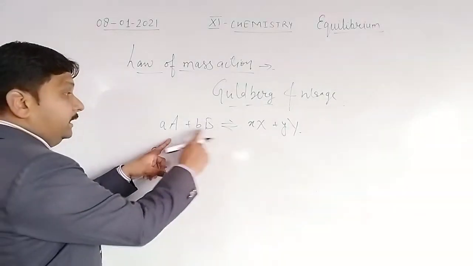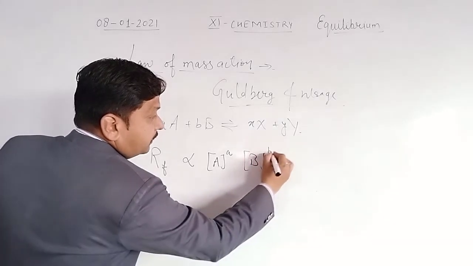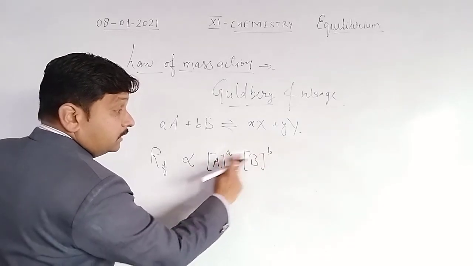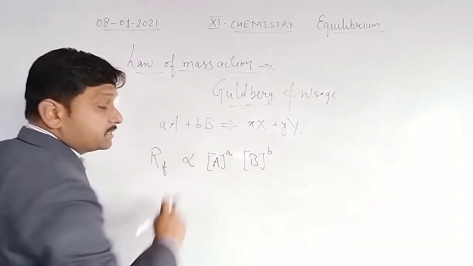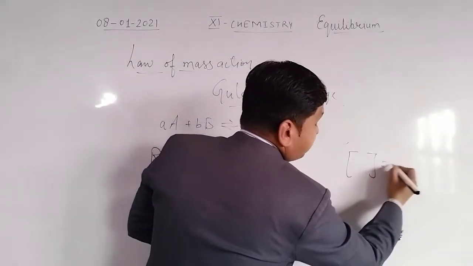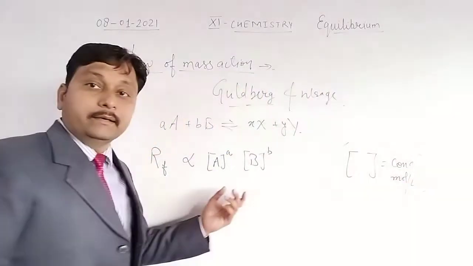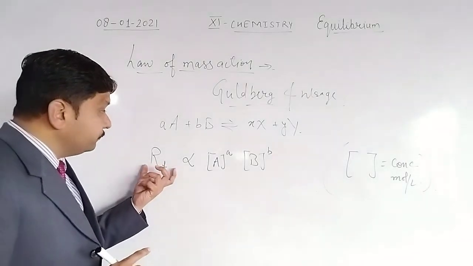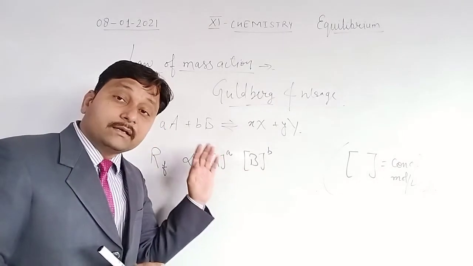What are the reactants? A and B. So [A] to the power a and [B] to the power b, where A and B are the reactants and small a and small b are the stoichiometric coefficients of A and B respectively, and the square bracket represents the concentration terminology. Again I repeat, square bracket represents concentration, and concentration is represented in mole per liter. Clear? So Rf means rate of the forward reaction. So the rate of the forward reaction is directly proportional to the concentration of the reactants with coefficients raised as powers.